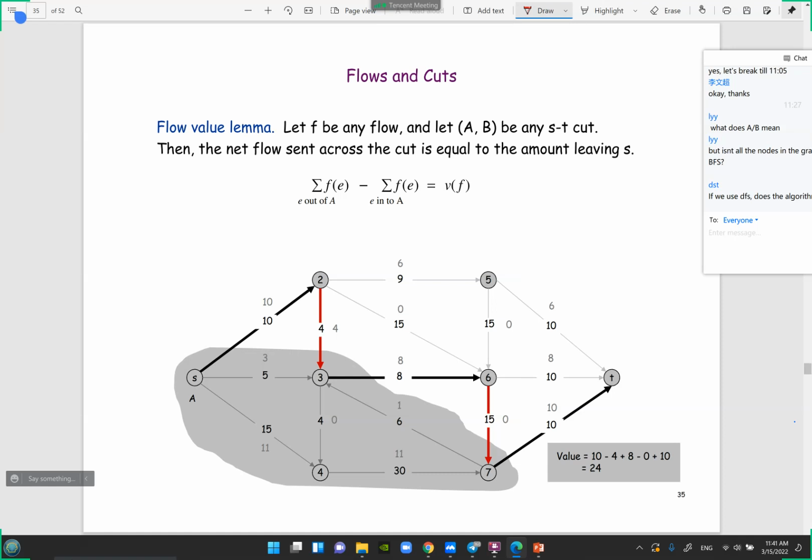One more example here. Again, the size of your flow is 24, and if you add up all of these numbers and then you subtract the flow which is coming into A, you get that this is equal to 24. So the flow value lemma works for any cut you want.